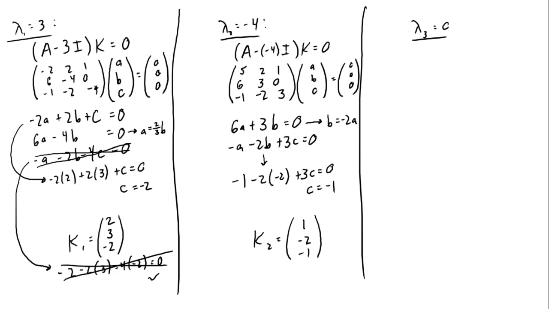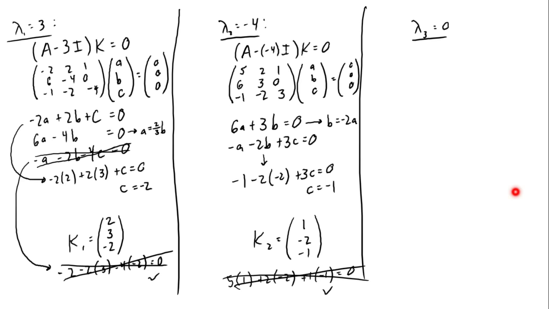Again, if I'm not sure, I can go back to the top equation that I ignored. 5 times a plus 2 times b plus 1 times c is equal to 0. It works out. So if you're ever unsure if you're correct, again, the one that we ignored will help us. So we have our second eigenvector here, 1, negative 2, negative 1.